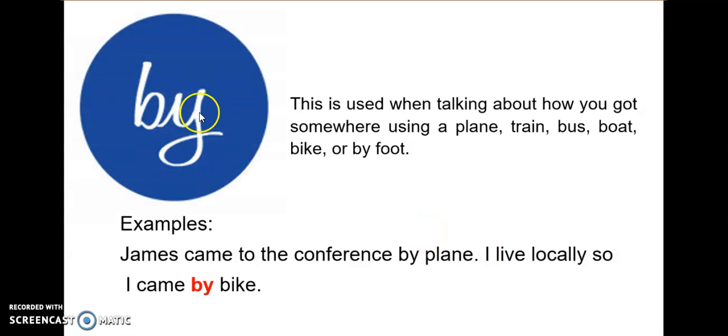Remember, we also use by to talk about places. This is used when you got somewhere using a means of transport, when you arrived at a place using a means of transport. For example, James came to the conference by plane. I live locally, so I came by bike. By plane, it means that James traveled in this means of transport. By bike, it means that you traveled on this means of transport.